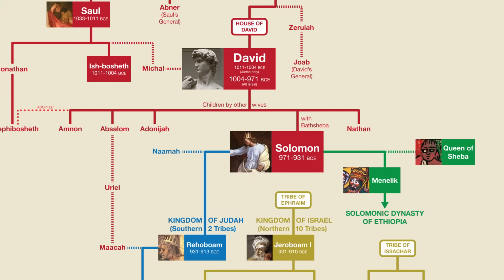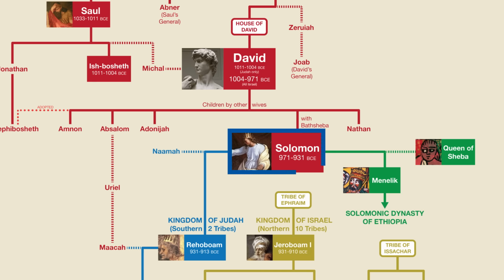Now, there's two other sons of David shown on the chart. I include Adonijah because when David dies, there's a failed attempt by him to take the throne. And I show Nathan because according to the Gospel of Luke, it is through Nathan that Jesus links back to David. I'll be doing a separate video on the genealogies of Jesus, so keep an eye out for that.